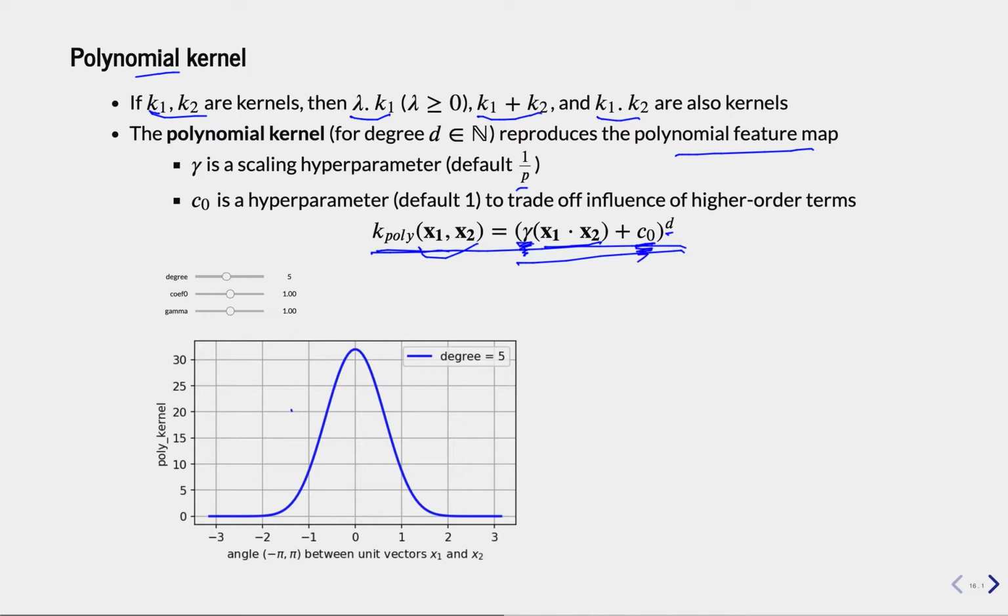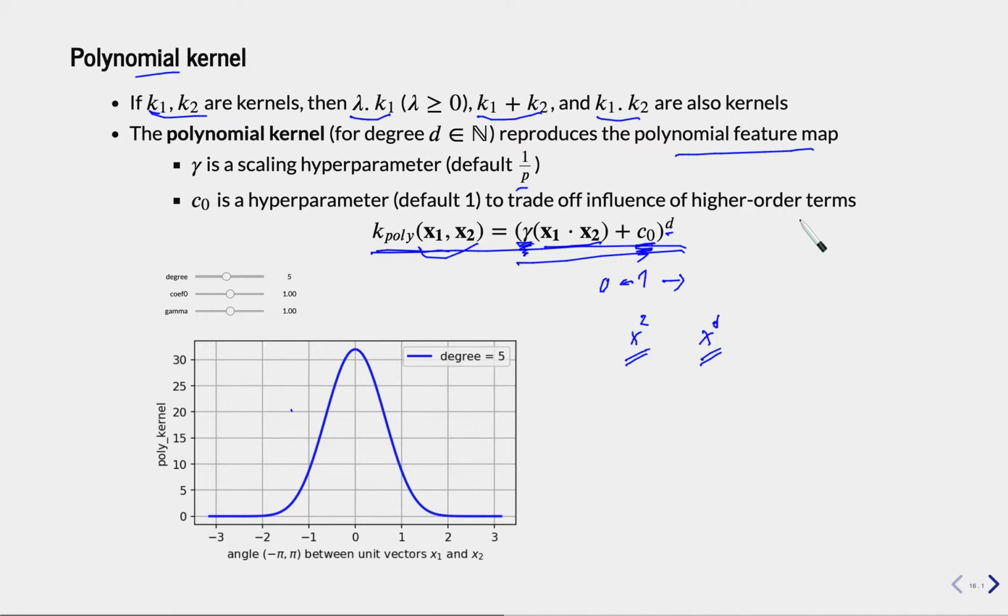So if this is 1, then all the features are equally important. So both the low dimensional and the high dimensional, like both x to the second and x to the power of d, have the same influence. If you make this smaller, then you put more emphasis on the lower order terms. If you make it larger than 1, you put more emphasis on the higher order terms. Right? And sometimes that's useful to play with.